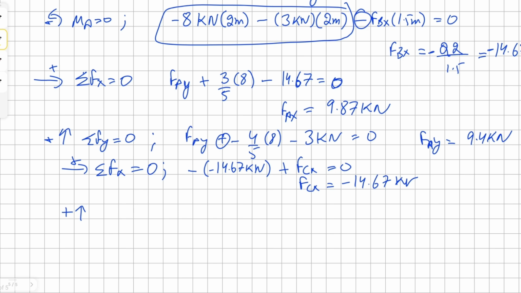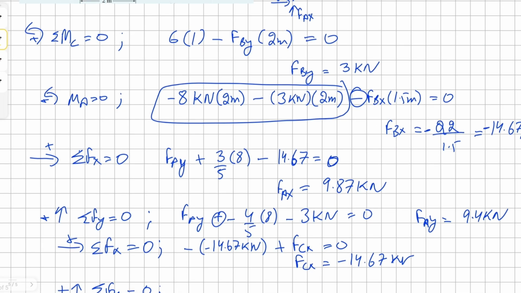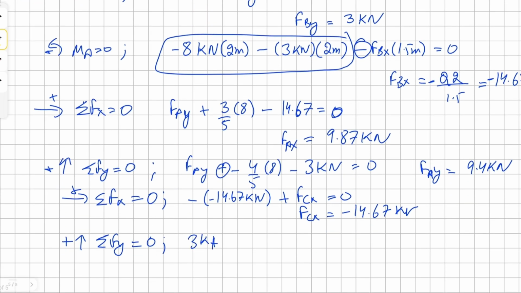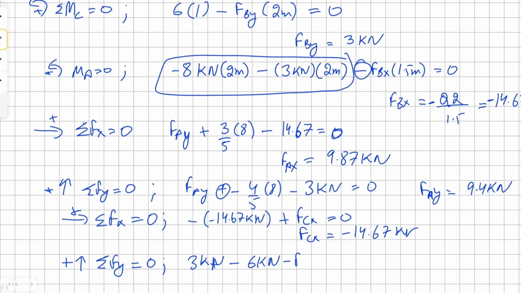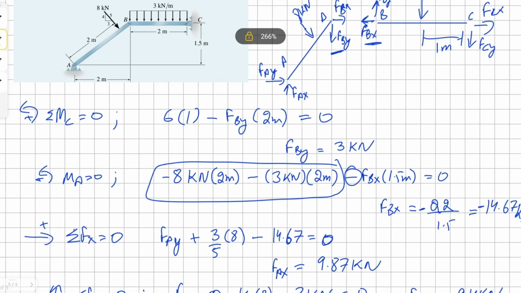And then we're going to do the same thing, sum of forces along the y-axis for member BC. So we know that our FBY is positive 3 kilonewton. And then we have negative 6 kilonewton for our point load, that was the distributed load. And then we have negative FCY equals 0. Solving for FCY, negative 6 taken with 3, so negative 3, becomes positive 3 and becomes negative 3 kilonewtons.